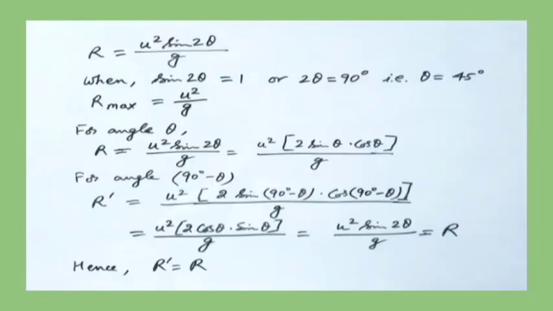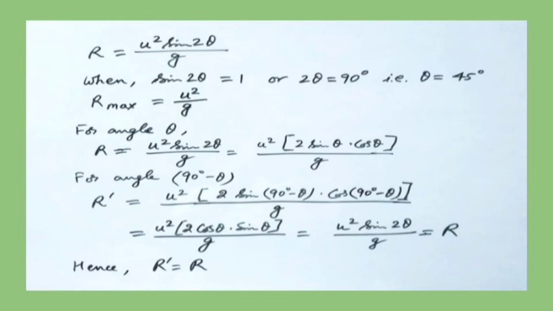Here you can see R depends on θ and u. If initial velocity u is doubled, R increases 4 times. The horizontal range is maximum when sin 2θ = 1 or 2θ = 90 degrees, that is θ = 45 degrees. The maximum horizontal range R max = u²/g. So for a given initial velocity, the horizontal range is maximum if the projectile is thrown at an angle of 45 degrees with the horizontal.